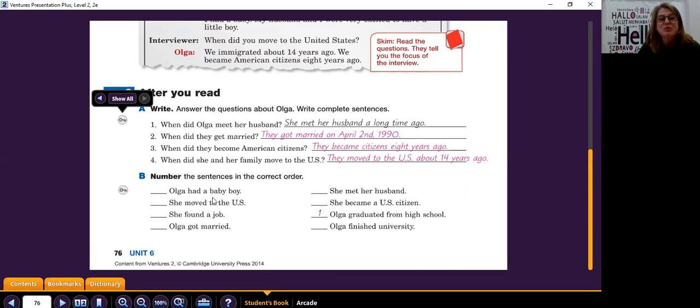So over on the left, let's read all our options. Olga had a baby boy. She moved to the US. She found a job. Olga got married. She met her husband. She became a US citizen. Olga graduated from high school. Olga finished university. So here we go. She met her husband. That would be number 2.